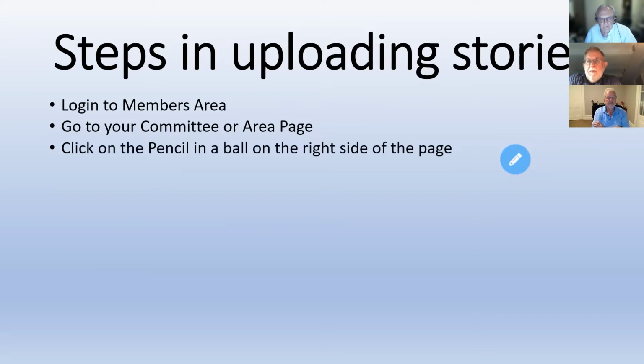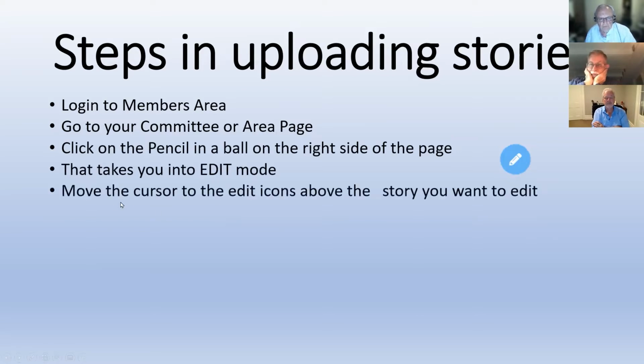Okay, now when you log in, you see this pencil appears on the lower right-hand corner of pages that you have authority over. And that is basically an edit page that takes you to the edit mode. And if you move your cursor over the edit icons above the story you want to edit, then you will get edit options that come up. You'll see this in a few minutes. You select the widget and click on the icon that you want to edit.